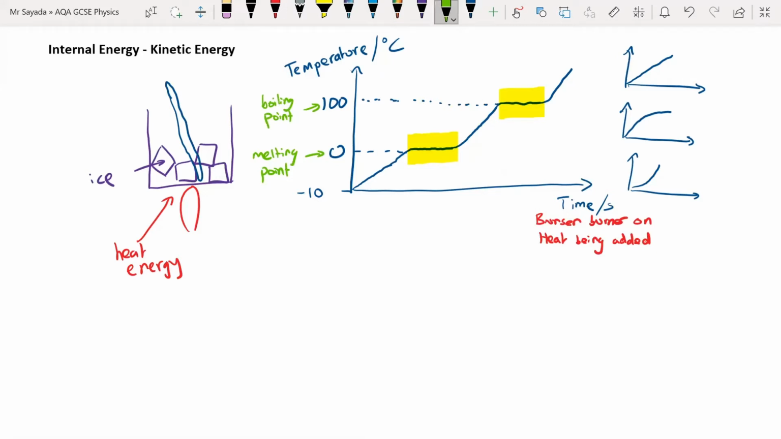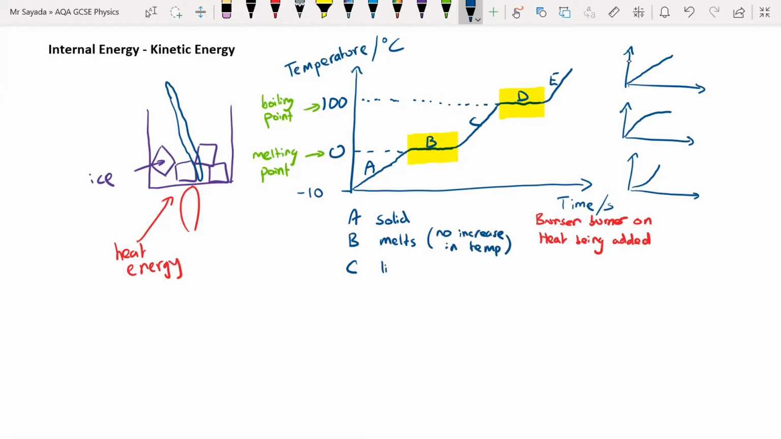So what happens is, if I label each of these sections, I'm going to call this section A, this section B, this section C, this section D, and this section E. In section A, it's a solid. It's solid ice, and it just heats up. Its temperature increases. In section B, it melts. It turns from a solid into a liquid. While it's melting, the temperature does not go up. I'm going to write that here. No increase in temperature, which is the strange thing.